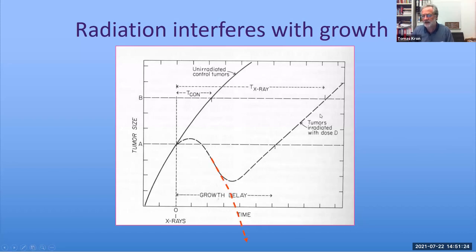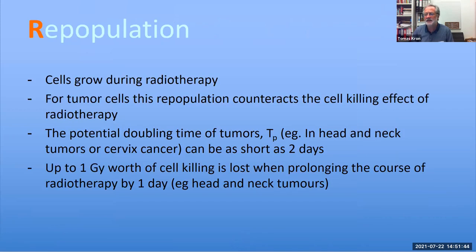What we want to do obviously is give enough radiation to actually get that tumor down to its knees and be off the charts overall. So probably a single fraction is not sufficient, and we need to continue this over and over again until we get down to single cells or less. So repopulation basically means cells grow during radiotherapy, and for tumor cells, this repopulation counteracts the cell killing.